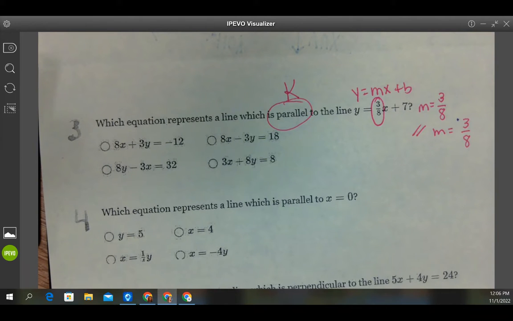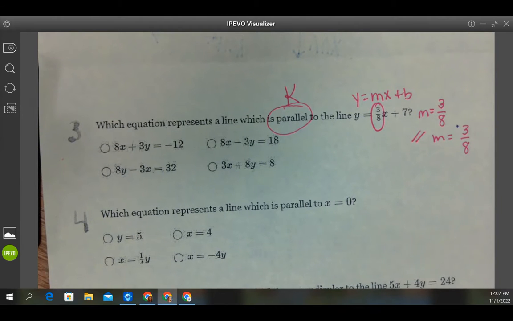So I have answer choices. I have to pick the one that's parallel, so they have to have the same slope. So look at our answer choices. What makes this a multi-step problem? What do we have to do? Solve for y? Yep. We can do any of them. We can do all of them. We just want to find the one that has the slope of 3 over 8.